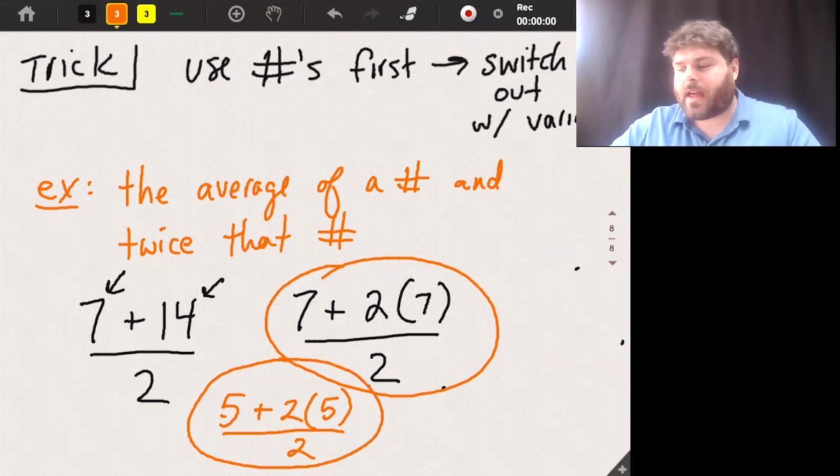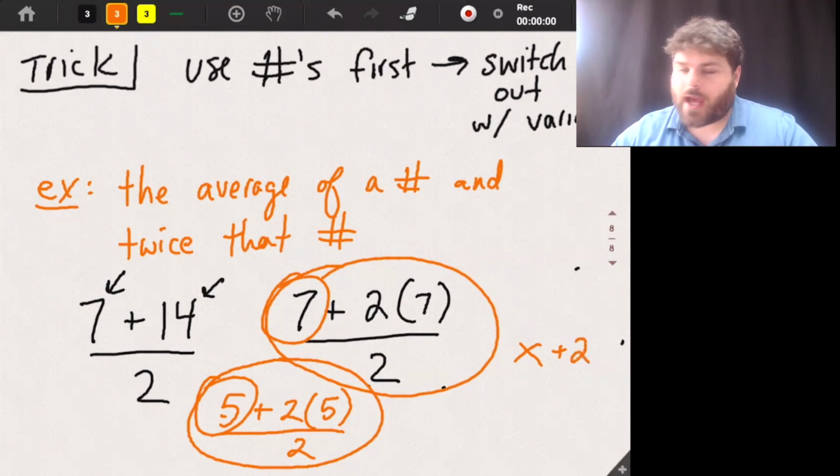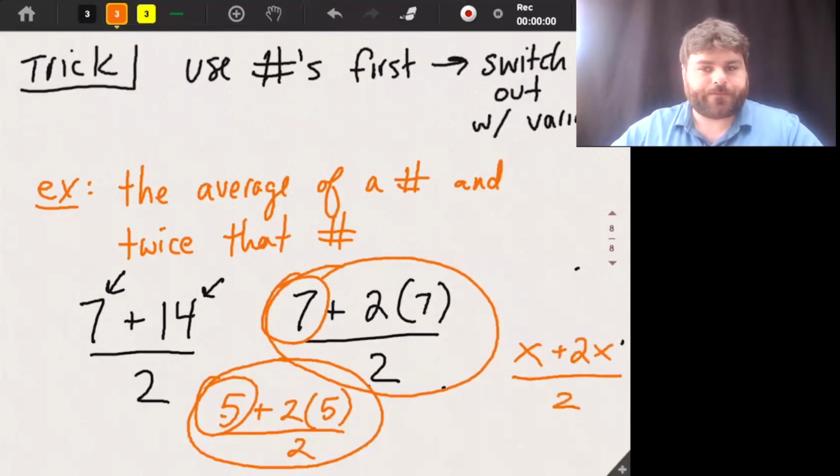So now that we've tried it with numbers, let's try it with just variables. Pretend we don't know the number. So we're not going to pick a 7 or a 5. We're going to use a variable. Let's pick x. That's the number. Just like I put a 7 or a 5 here, I'm going to put the number, which is x, because I don't know what it is. Notice both times I put a plus there, so I'm going to put a plus here. Now I'm going to do 2 times that number. So 2 times x. Remember, how do we write 2 times x? We just write 2x. And then, of course, every time I divide by 2.